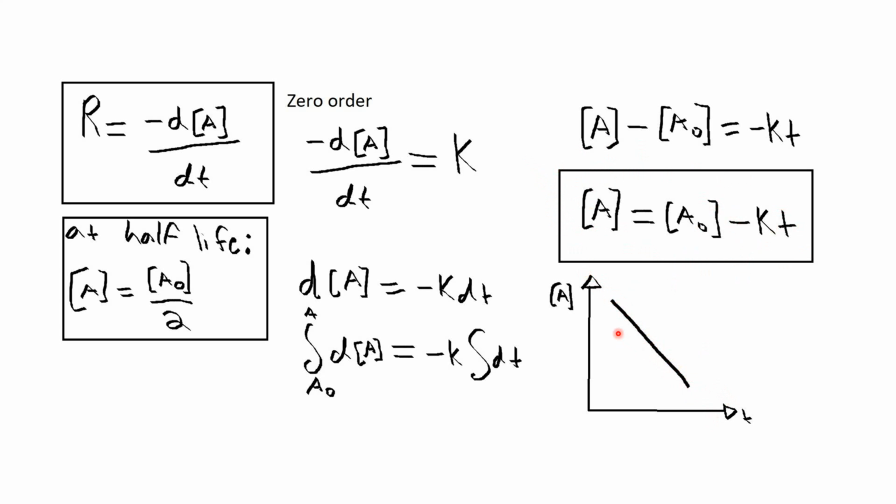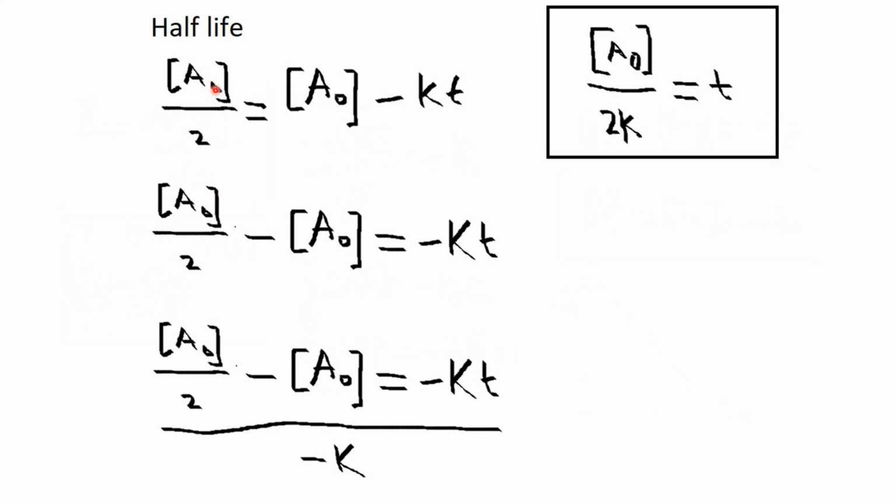Now moving on to half-life, what we need to remember before we go on is that at half-life the concentration of A is actually equal to the initial concentration divided by 2, because that's when half of the initial concentration has been used up. And so we say initial concentration over 2 is equal to A initial minus kt. This time we solve for t, since half-life is a term in terms of seconds or hours or minutes or whatever, it's a unit of time. And so we solve for t.